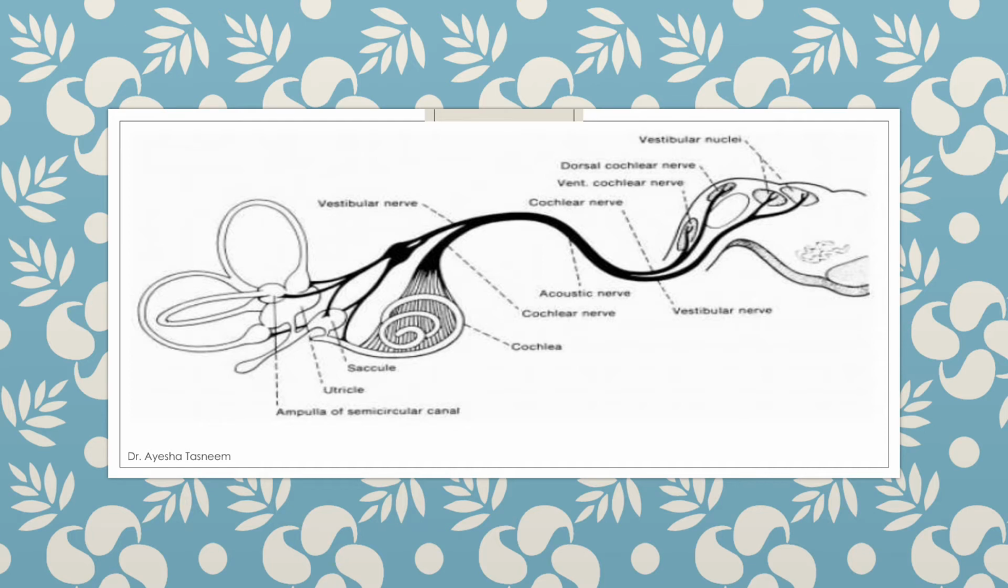And this is the cochlea. This cochlea is also the membranous part of the internal ear, and it constitutes the fibers. They come from the hair cells and travel towards the spiral ganglion, and from the spiral ganglion they are carried as the cochlear nerve, and they both meet to form the vestibulocochlear nerve or the acoustic nerve. This nerve then travels towards the brainstem.